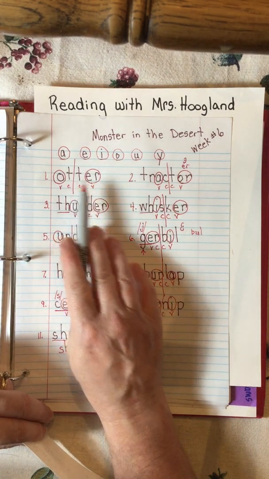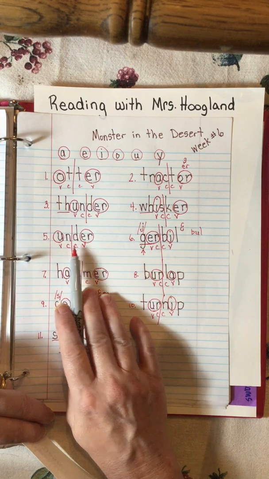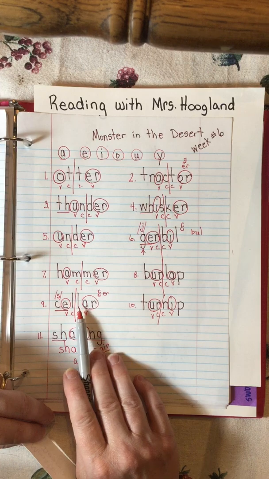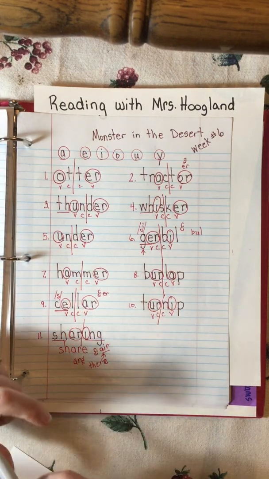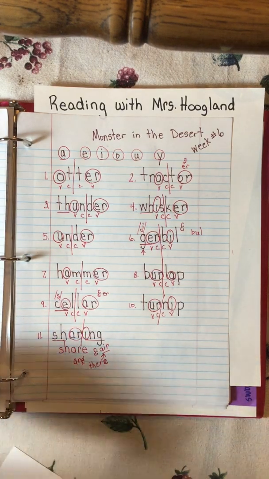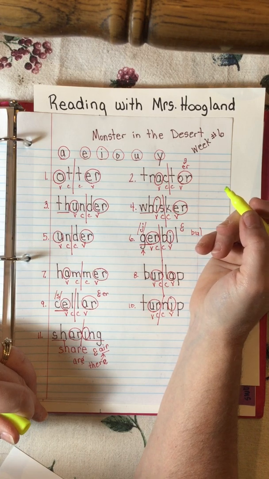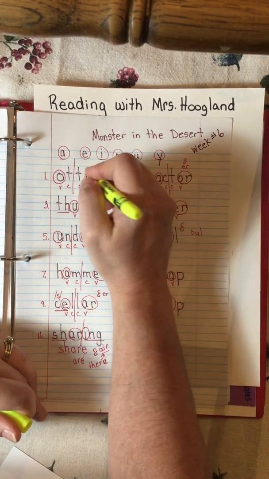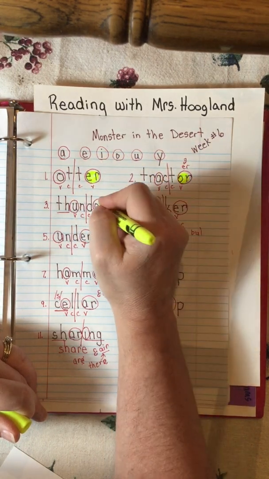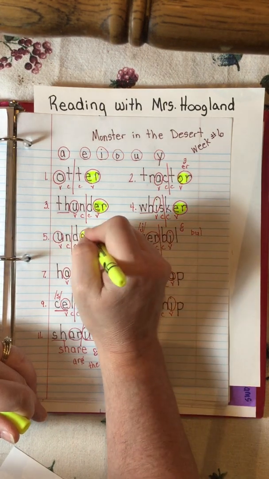So we have otter, tractor, thunder, whisker, under, gerbil, hammer, burlap, cellar, turnip, and sharing. One last time, we're going to look through them and identify those ERs, IRs, URs, ORs, and ARs. I think I might have said them all. So we got an ER right here, an OR right here. You need to automatically recognize these in these words, okay?